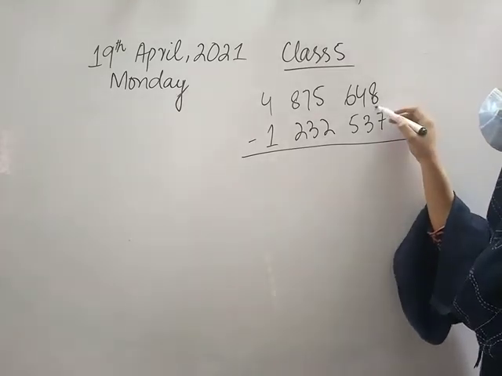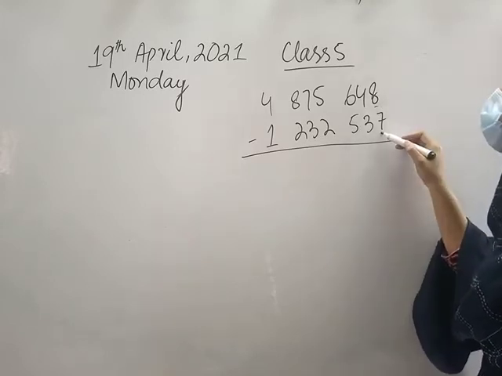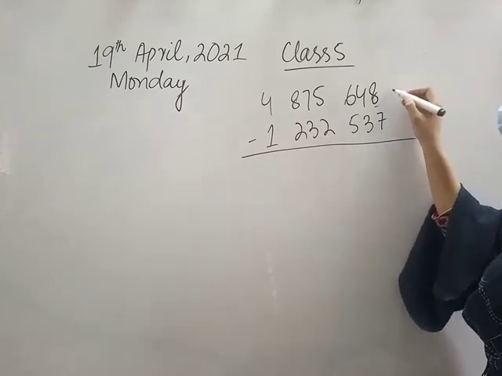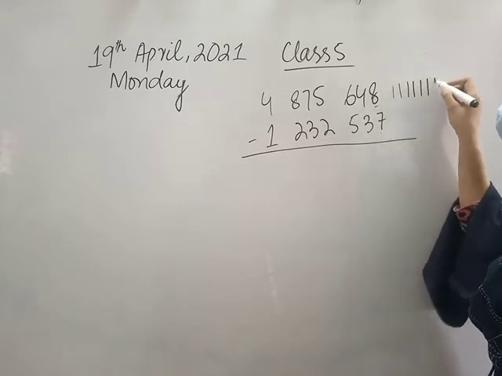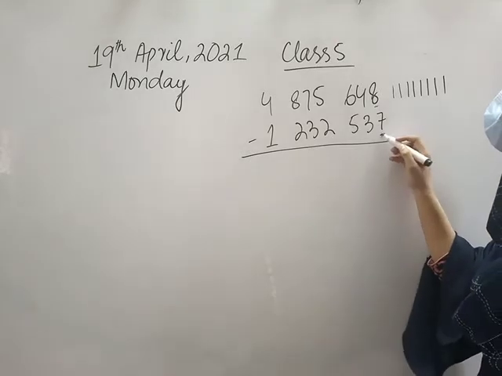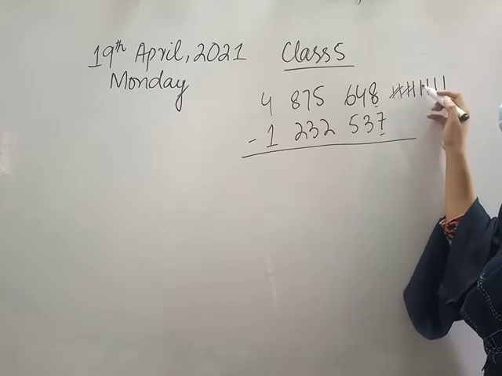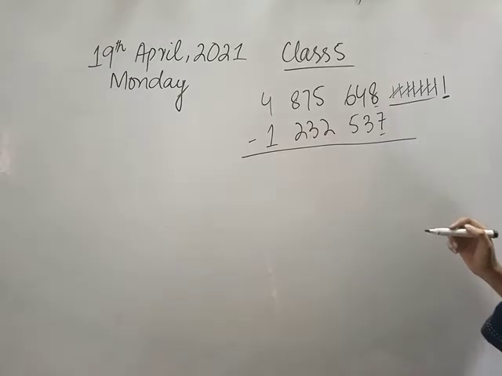I have the first number, which is in the upper row, 8. Fine. And I want to subtract 7 from 8. Now I am going to write 8 lines for the upper number: 1, 2, 3, 4, 5, 6, 7, 8. And I want to subtract 7 from this: 1, 2, 3, 4, 5, 6, 7. How many are left, class? Alishba? Very good. 1.